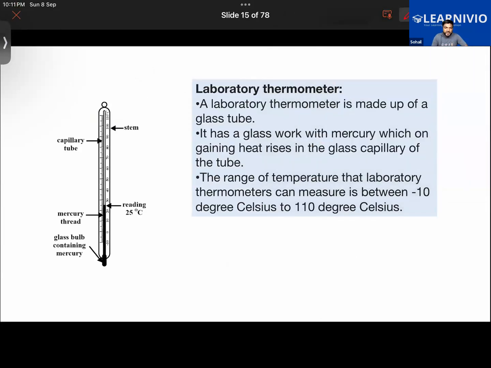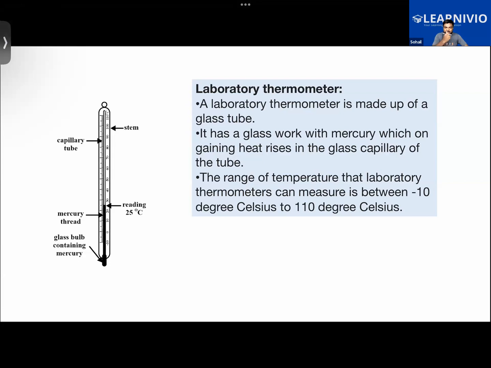Okay. Talking about the laboratory thermometer, this is especially designed for taking the temperature of very hot or very cold objects in the chemistry lab. It is a device used for measuring temperature in a science laboratory, and thereby it is called a laboratory thermometer. This is made out of a long glass tube which has a very thin bore in it, a thin capillary tube, also called a thin bore.